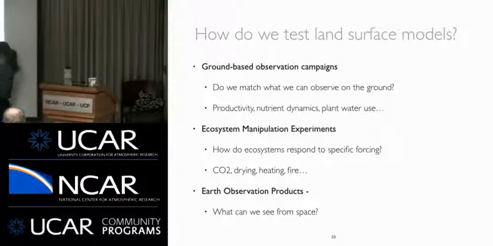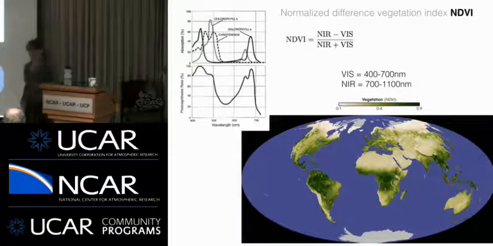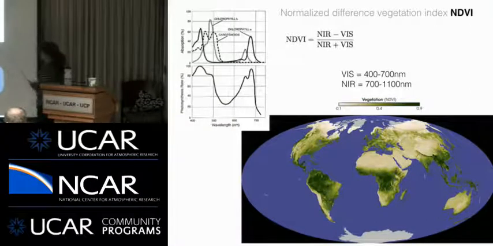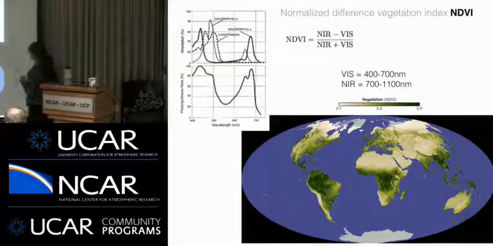Third kind of data we use, which I'll talk about mostly, is Earth observation products. What can we see from space about ecosystems? And of course, because this is a CGD EOL seminar, I'm not going to talk about any of the other data apart from the EO product. So the main thing that we've been able to see from space for quite a while is normalized difference vegetation index, NDVI.